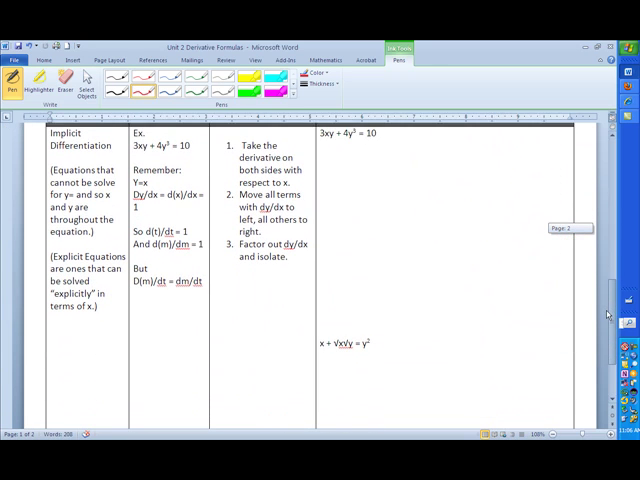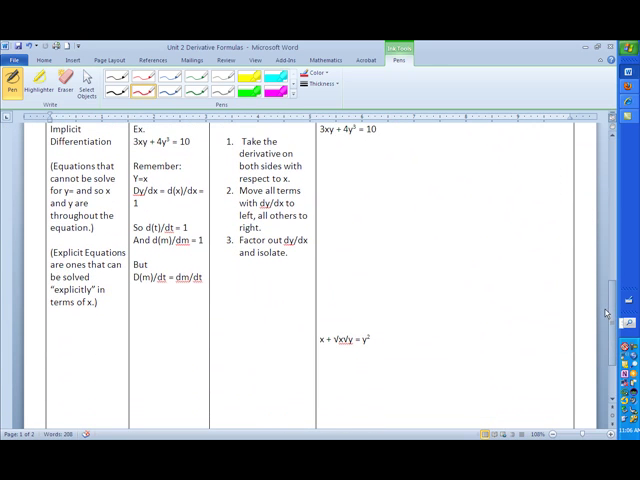Now, let's take a look at implicit differentiation. Implicit differentiation is not that hard if we can understand one basic concept. I'm going to try to hit that concept here, and if you really need help with it, please contact me so that we can make sure you understand this.